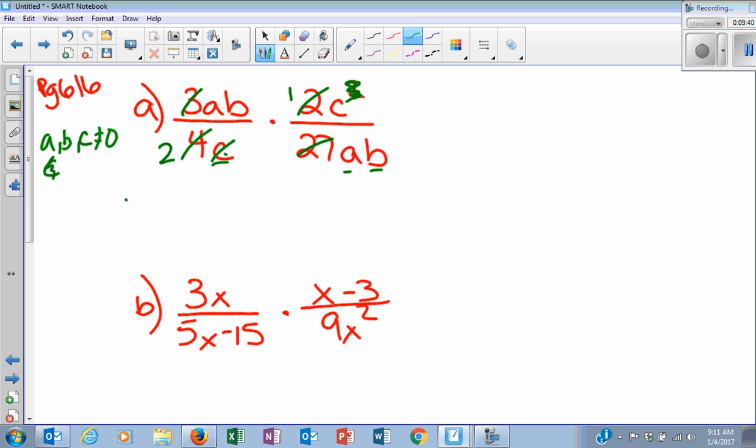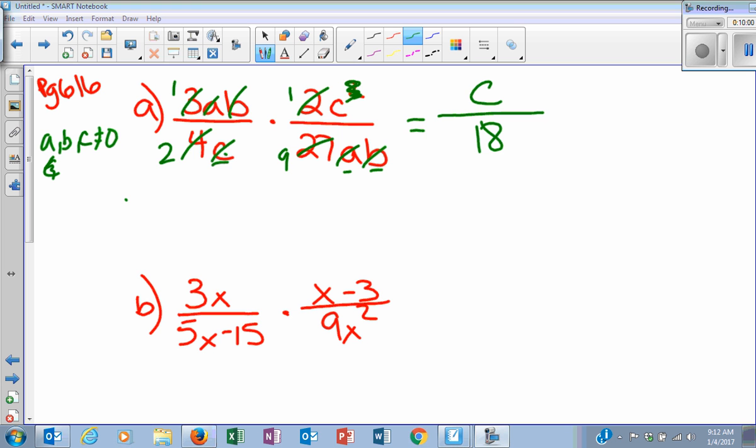3 and 27 have something in common. 3 goes into 3 one time. 3 goes into 27, 9. A has something in common with A. B cancels out or simplifies with B. And then I'm left within the top just C over 2 times 9, which is 18.